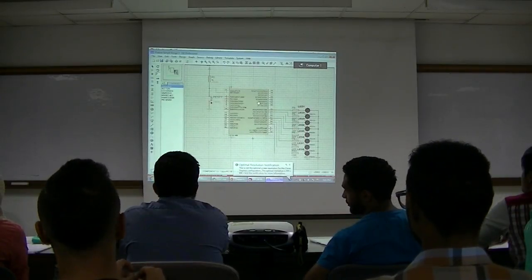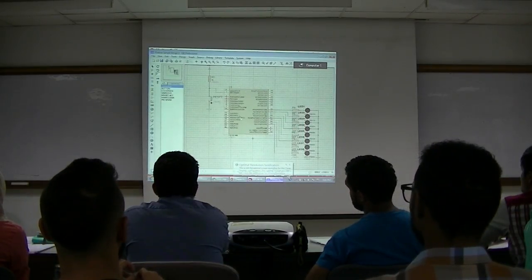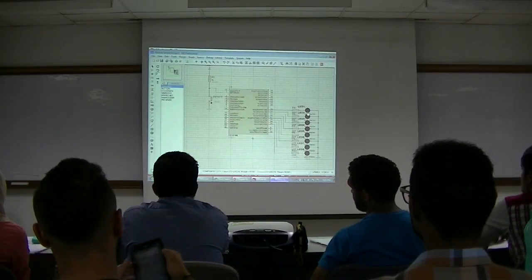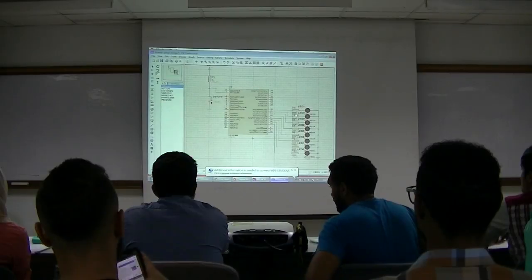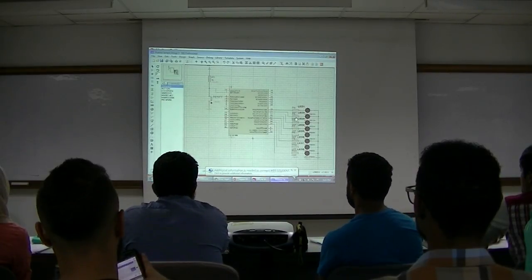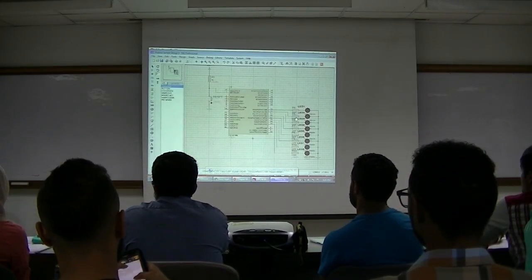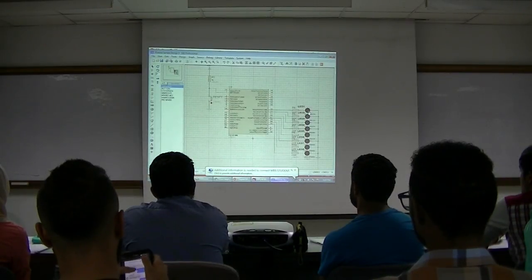For example, this is actually Proteus. Here, the microcontroller is connected to the LED. You are required to put a current limiting resistor here. 330 ohm limits the current going to the LED. So likewise.